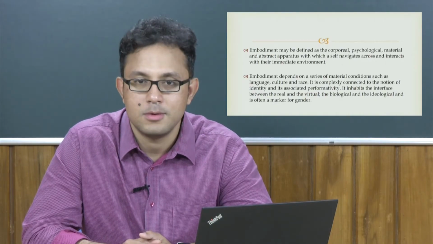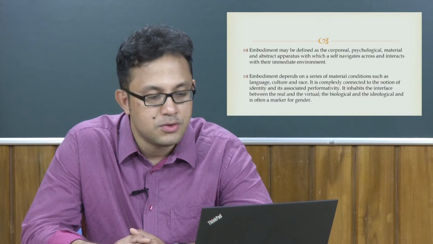All right? So having defined embodiment, what does embodiment depend on? What does it draw on for its sustenance? Embodiment depends on a series of material conditions, such as language, culture, and race. The relationship between race and gender is very crucial, and we'll talk about that in great detail when we move on to a certain text which we'll cover in this course. So it's sort of enmeshed with each other, race and gender. Racial identity, gendered identity, they often problematize one another, right? So embodiment depends on a series of material conditions such as language, culture, and race.